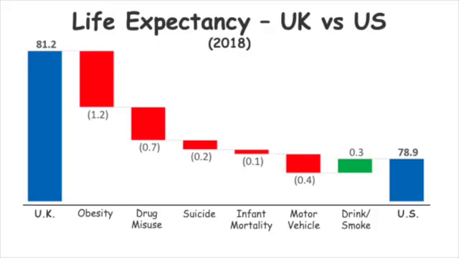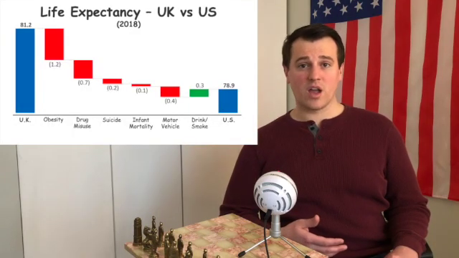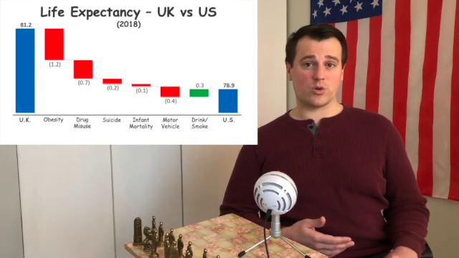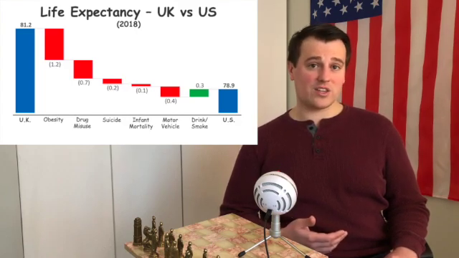Life expectancy is the other major health indicator politicians like to point to. The UK comes in at 81.2 and we come in at 78.9. The biggest differences are from obesity, drug use, motor vehicle deaths, and suicide. And I would call these more issues of prevention. Once an obese person is being treated or a drug user comes into the hospital, they aren't statistically worse off for being in the US.